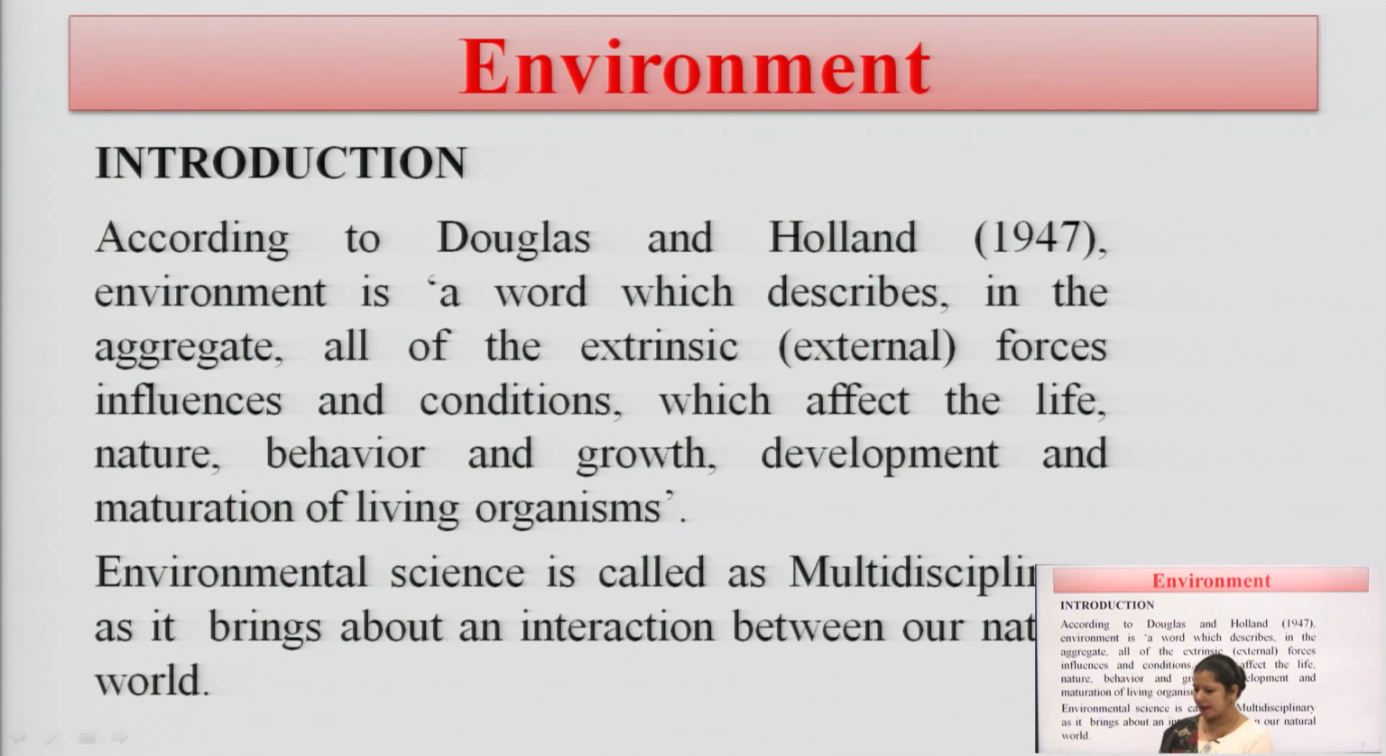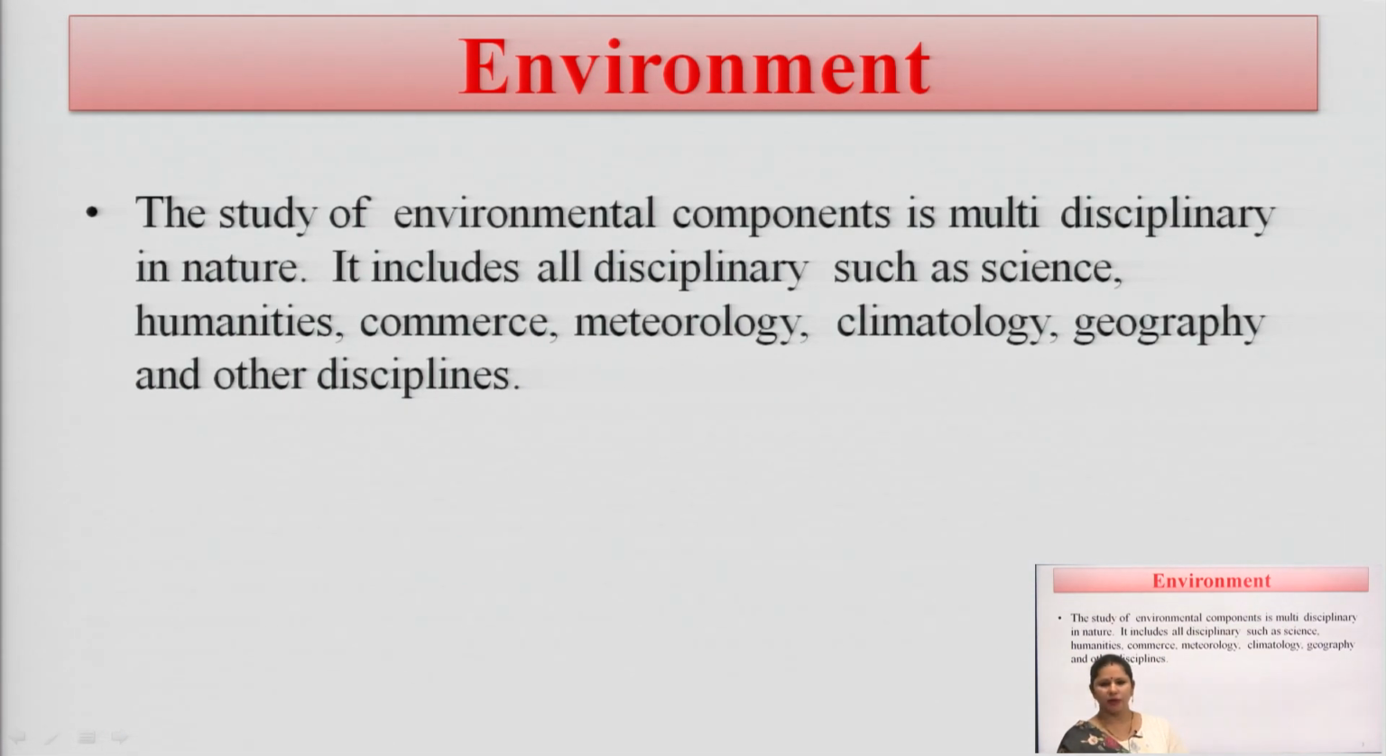So, let us see here, environmental science is called multidisciplinary as it brings about the interaction between all the natural world, means all the natural worlds are interacted here. In this, I will also explain the study of environmental component is called multidisciplinary in nature. It includes all the disciplines such as science, humanities, commerce, technology, climatology, geography and other disciplines.